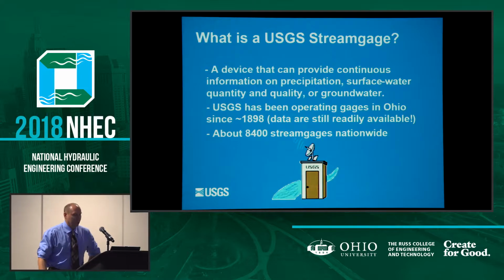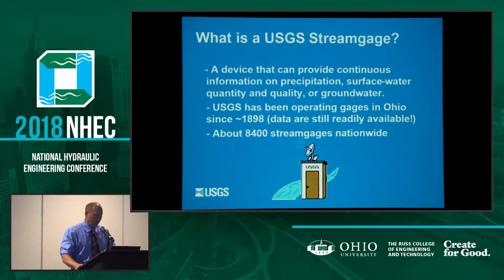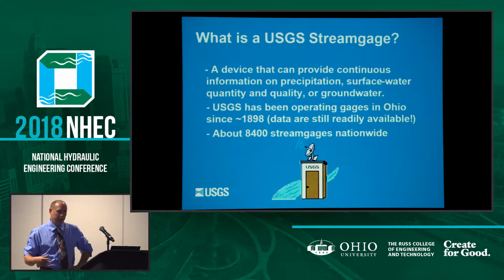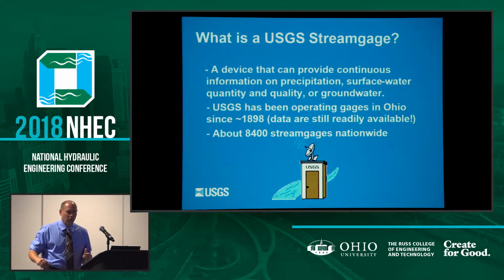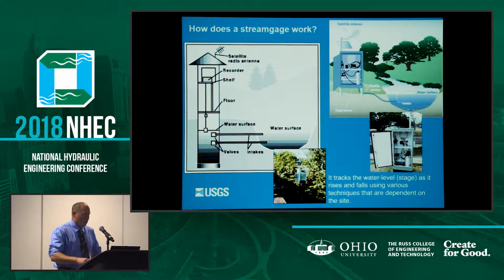So what is a USGS stream gauge? It's a device that can provide continuous information on precipitation, surface water quantity and quality, or groundwater. We've been operating river gauges since the late 1800s, and the data is still readily available. It's obviously in book form, but it is still readily available. And across the United States, there are about 8,400 stream gauges or river gauges. In Ohio here, we operate about 320 gauges, and within the three-state area of Ohio, Kentucky, and Indiana, it's about 800 river gauges.